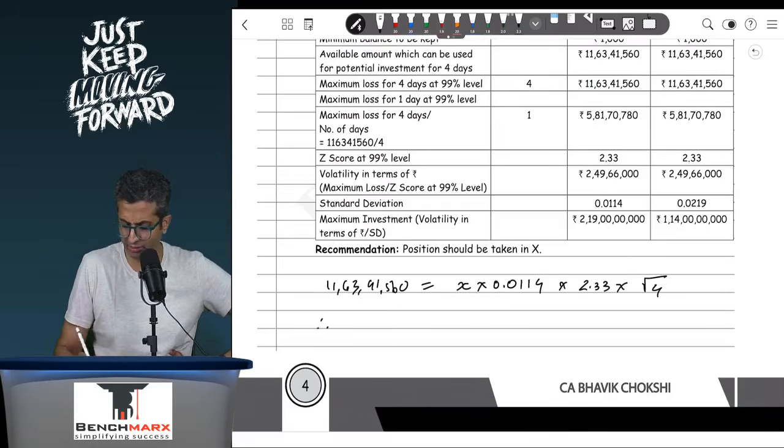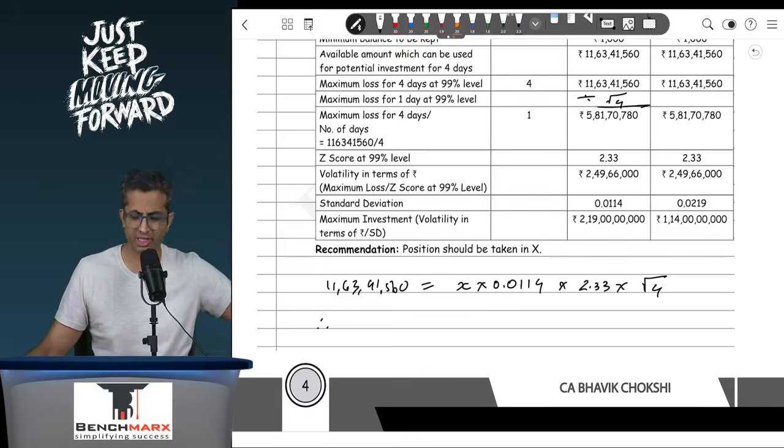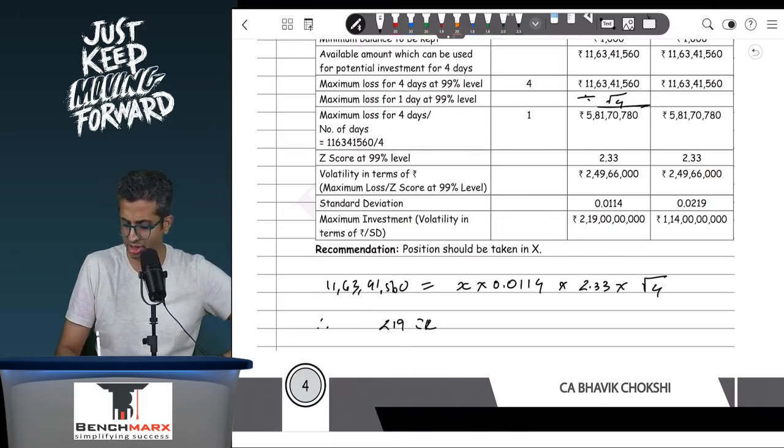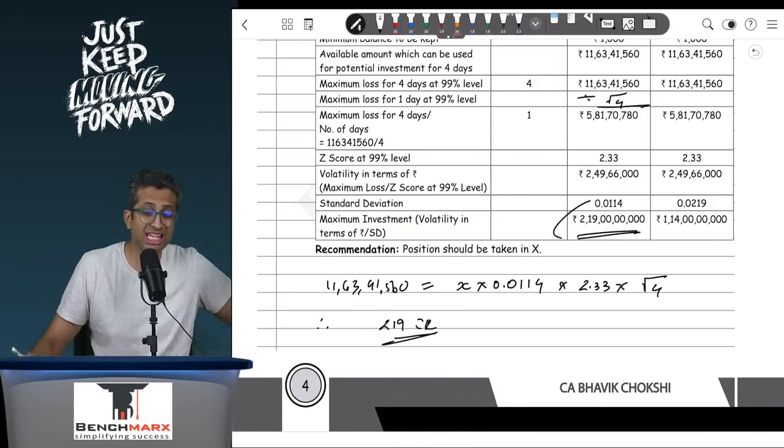And if you solve this, you will get X. Now the institute may have taken it differently, but ideally this should consider the root of 4. So for 4 days, this will be divided by root of 4 and you will get the answer. But if you don't want to do it the way it is done in the institute table, we have also solved it in a horizontal manner. So this is 1163 41,560 divided by 0.0114 divided by 2.33 divided by 2, and you have this huge number which is approximately 219 crores. So over here you can see 219 crores is the maximum position that can be taken in stock X. A similar calculation you can do for Y.